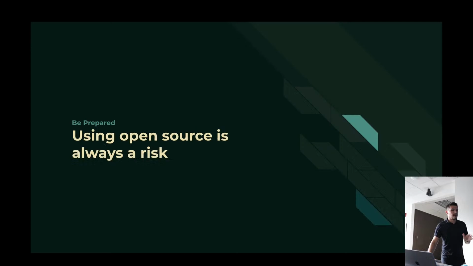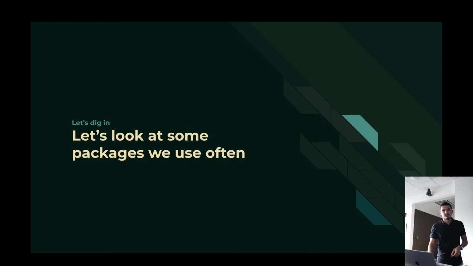So be prepared. Using open source is always a risk. You never know if something's going to break. So just keep in mind, if you're using an open source package, you should be prepared to quickly replace it if something goes wrong, or completely fix it yourself. So just be prepared. Whenever you're using somebody else's code, you're always taking on a little bit of a risk here. So now let's dig in. Let's look at some of the packages that we use often here.